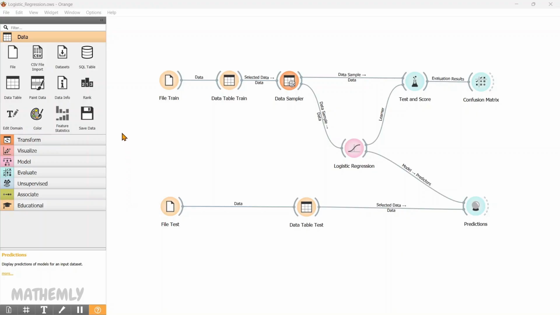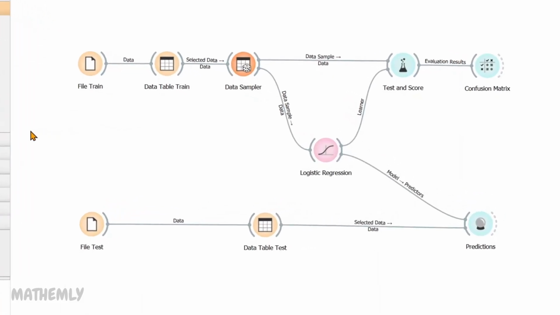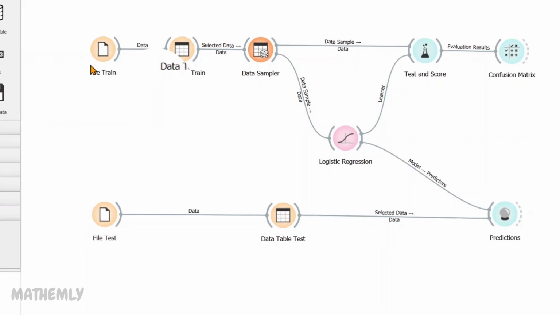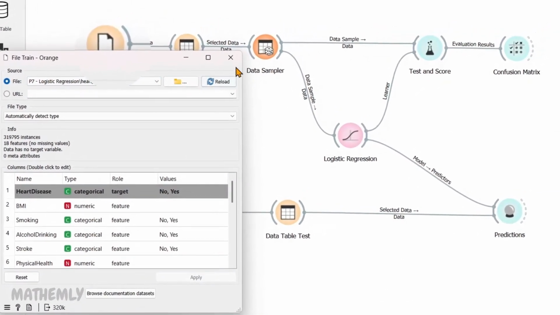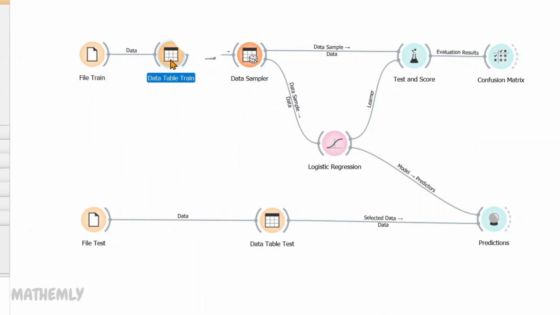Now, let's move into Orange software. For this video, I have kept the setup simple and easy to follow. The dataset we will use is the Indicators of Heart Disease dataset from Kaggle. I have imported the heart disease prediction dataset from my local machine. After loading the dataset, I have used the data table widget to explore the data.